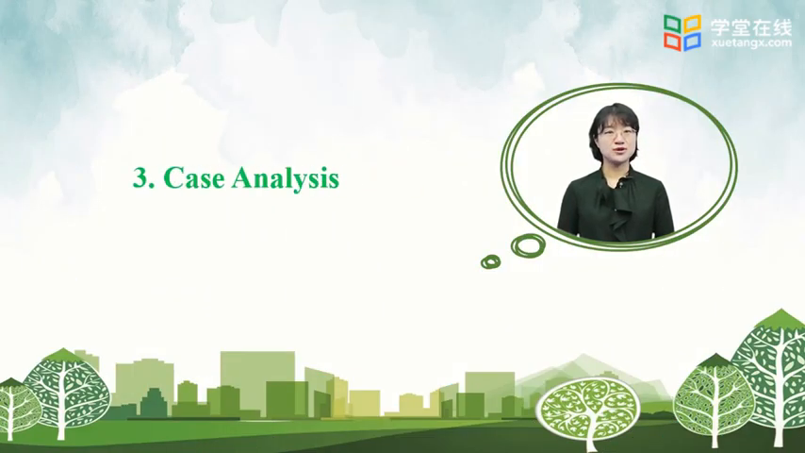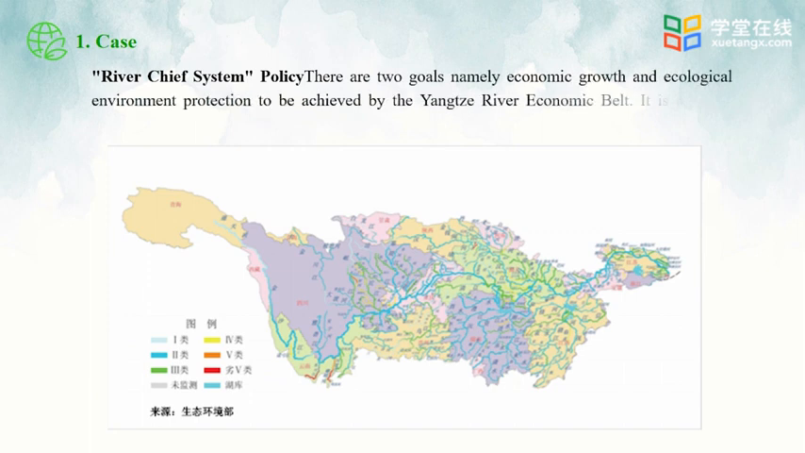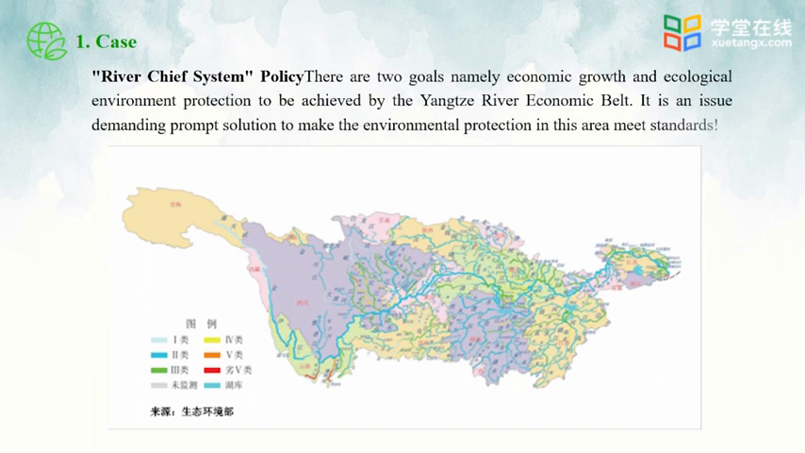In this section, we will study a specific case related to China's environmental policies and review the types of environmental policies and assessment standards we have learned. This case is related to the river chief policy that we may often hear in our daily life. I will take the river chief policy implemented in the Yangtze River Economic Belt as an example to explain.